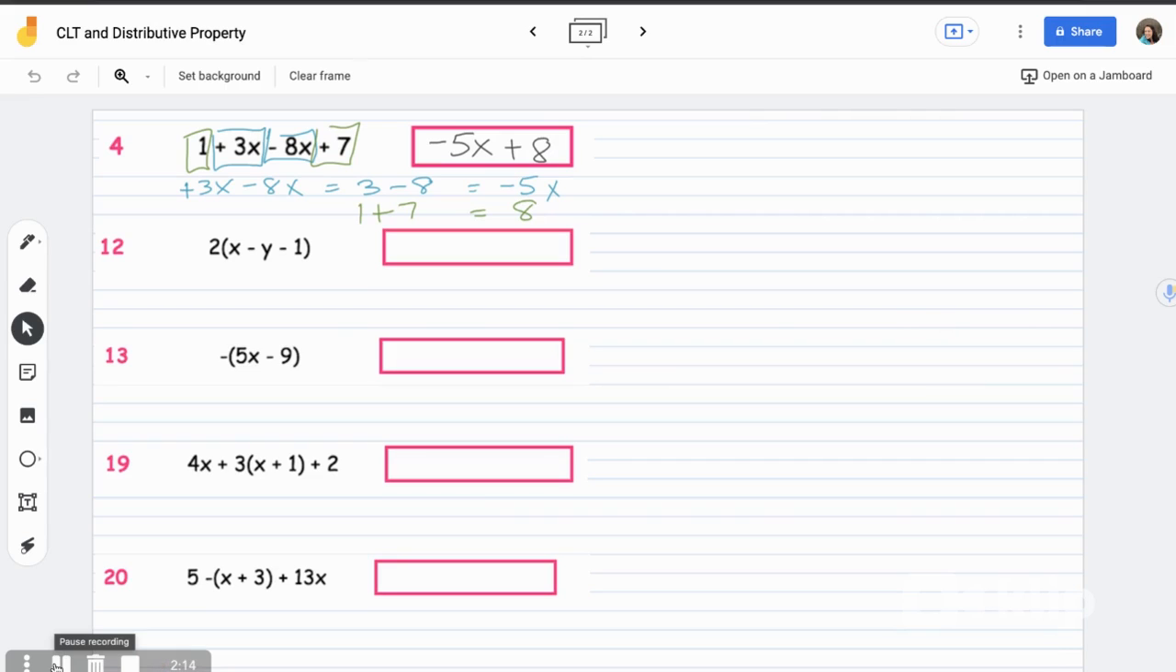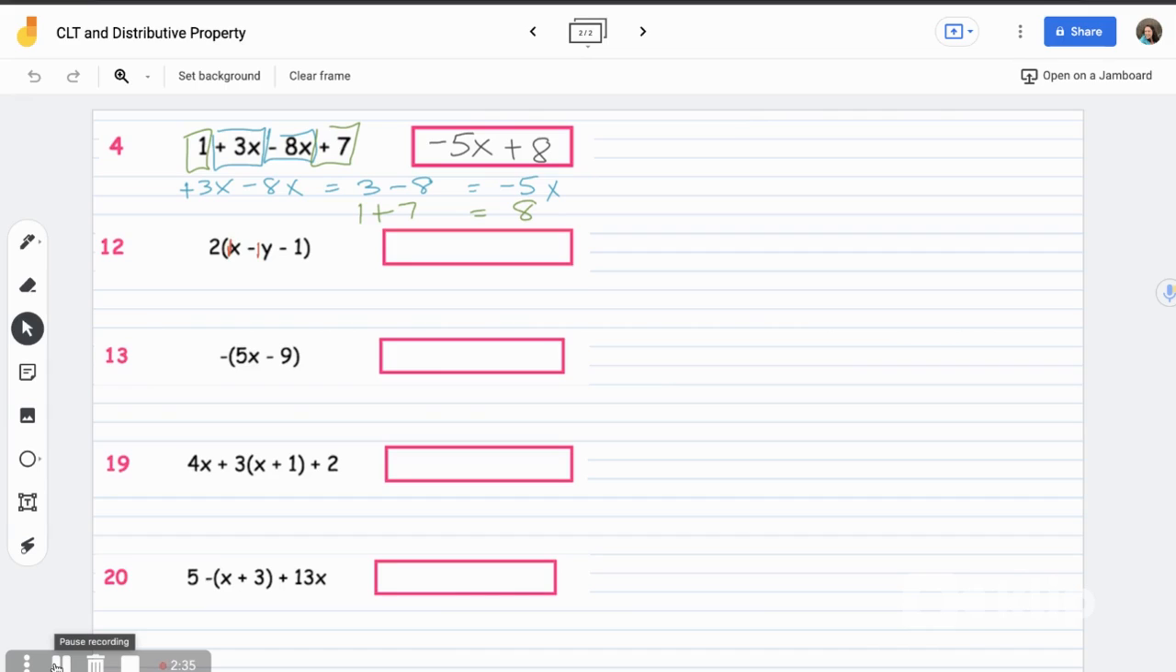All right, question number 12. We have 2 parentheses x minus y minus 1. So remember, if there is not a number in front of the variable, the understood number there is 1. So in front of the x, this is like a positive 1. And in front of the y, it's like a negative 1.